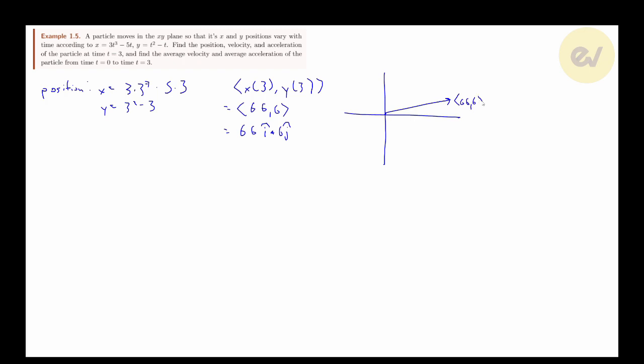Right. Okay, let's move on to the next thing, which is velocity. More specifically, instantaneous velocity, since we want to find it at t equals 3. Remembering from our explanation of calculus just now, velocity is defined as the derivative of position with respect to time.